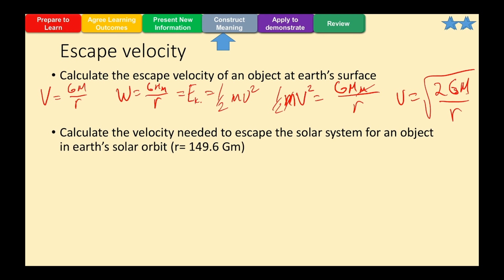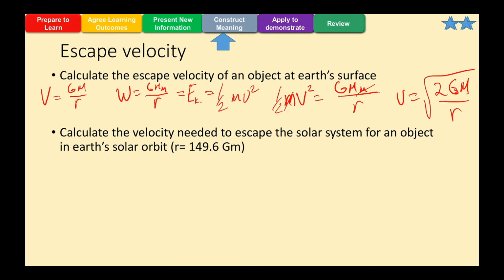Now, calculate the velocity needed to escape the solar system for an object in Earth's solar orbit. So the question that I'm trying to ask there is, basically, how fast did we have to make Voyager go if we wanted to escape the solar system? So I'm not trying to escape Earth. We're trying to escape the sun. So we have to use the sun's mass from our formula sheet.